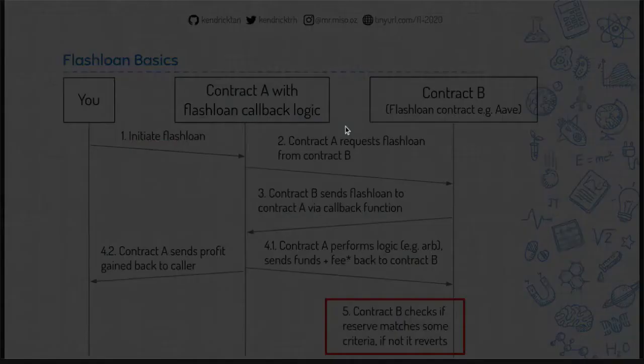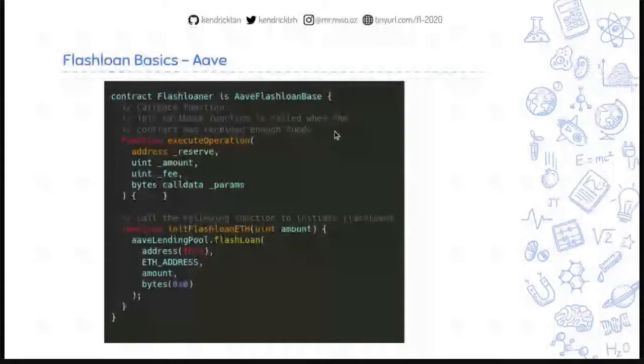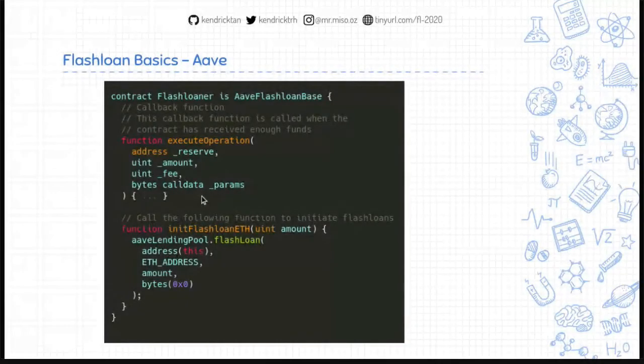Regarding the flow from before, if we would like to initiate the flash loan, we would call function init flash loan, which will call Aave lending pool dot flash loan. And within Aave lending pool dot flash loan, it will then call the callback function execute operation. And that's how the flow goes. You call the function, you ask the lending pool to give you a flash loan, and the lending pool would then call your callback function. In this case, it would be execute operation.